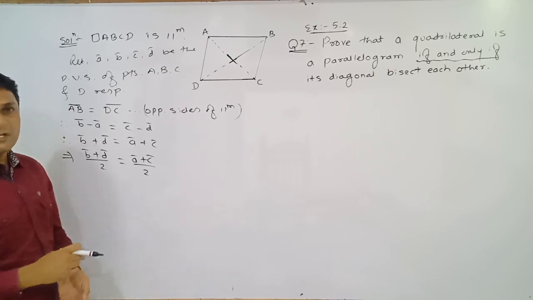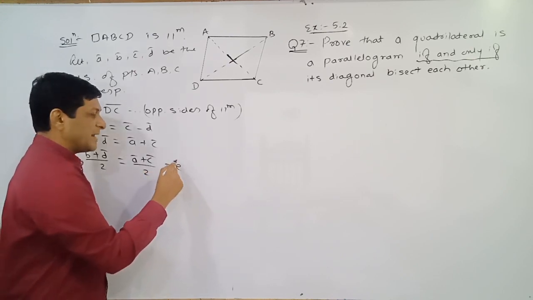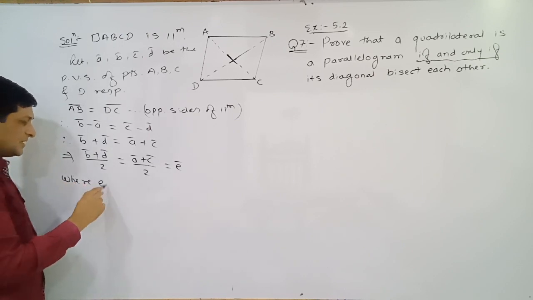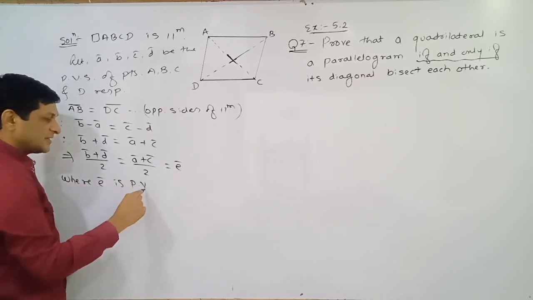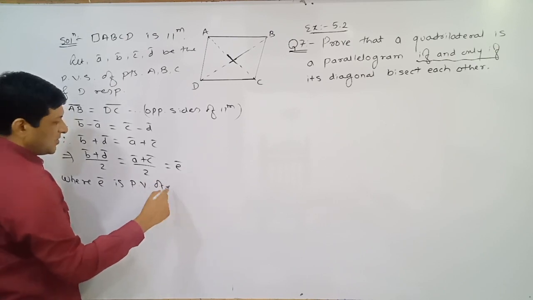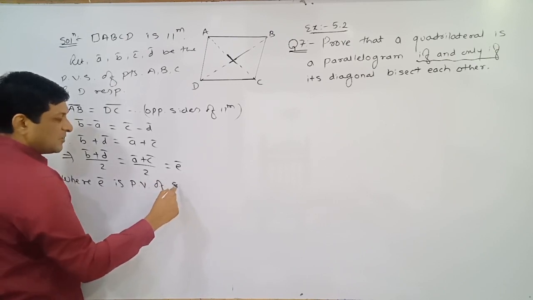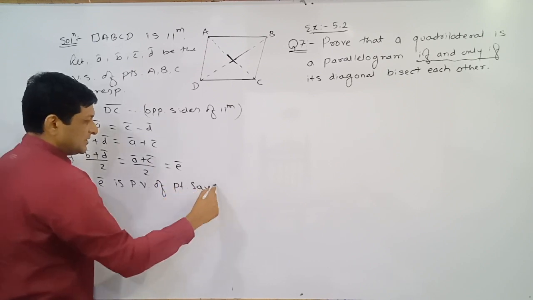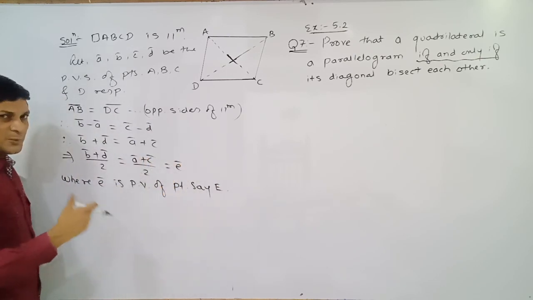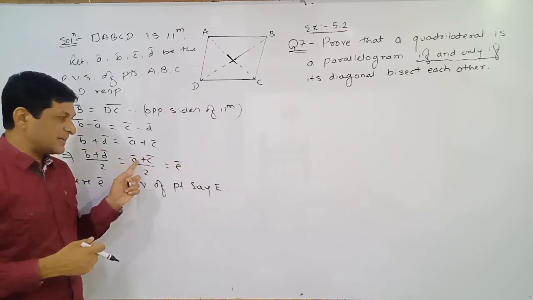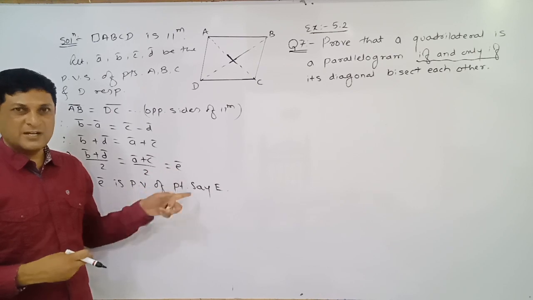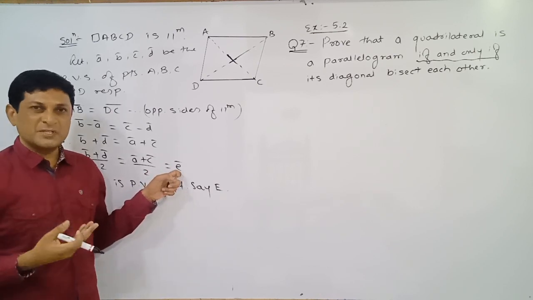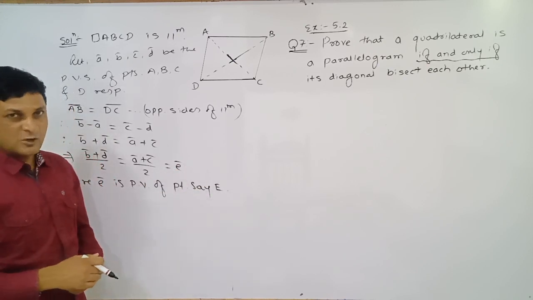Their value is nothing but a new vector. Let us denote the new vector by E bar. E bar is the position vector of some point, say E. The value of this vector will be another vector, which we are denoting by E bar, and E bar is definitely the position vector of some point. I am supposing that it is the position vector of point E.